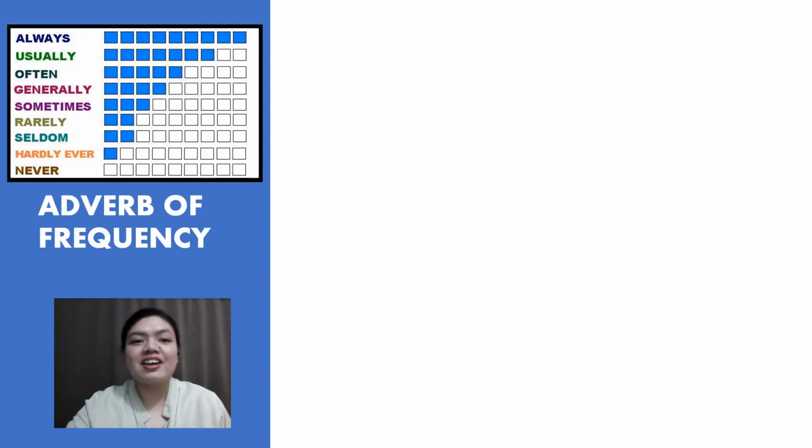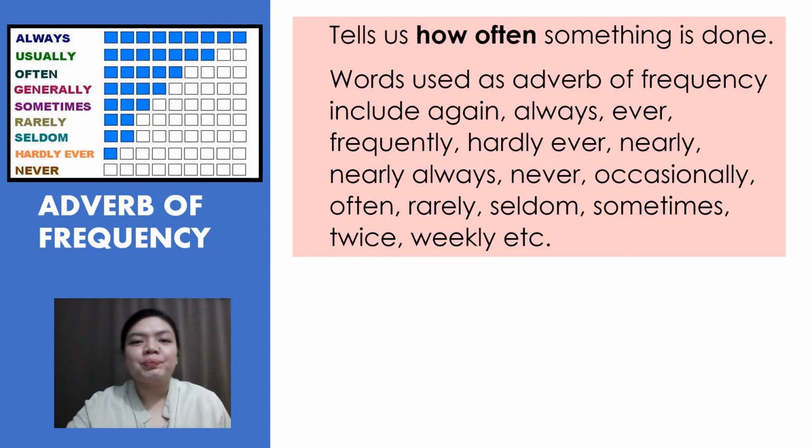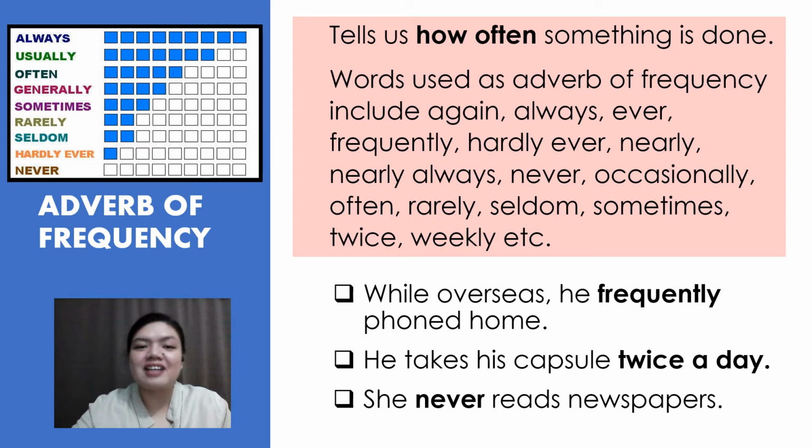The fourth type of adverb is the adverb of frequency. These adverbs tell us how often something is done. Examples are again, always, ever, frequently, hardly ever, nearly, nearly always, never, occasionally, often, rarely, seldom, sometimes, twice, weekly, and others. Now we have again three examples.